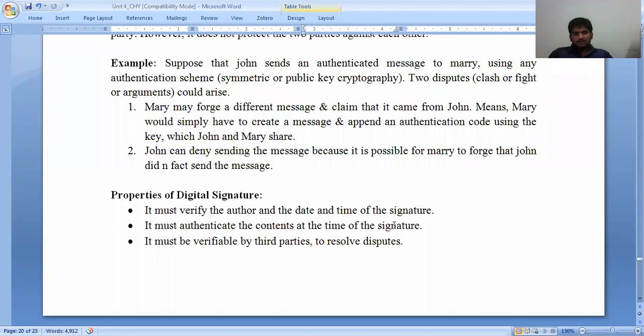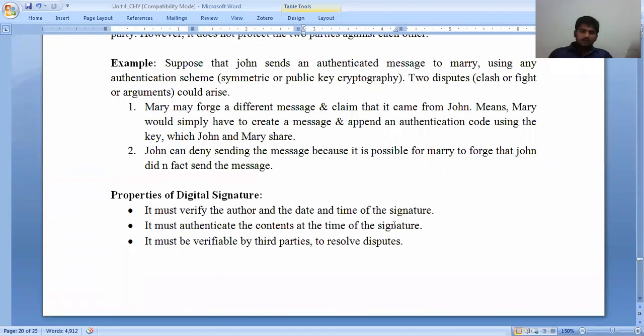It must verify the author and the date and time of the signature, that is, when the data is created and when the signature is created. So a code is generated, and signature here means the code generated. It must authenticate the content at the time of the signature.